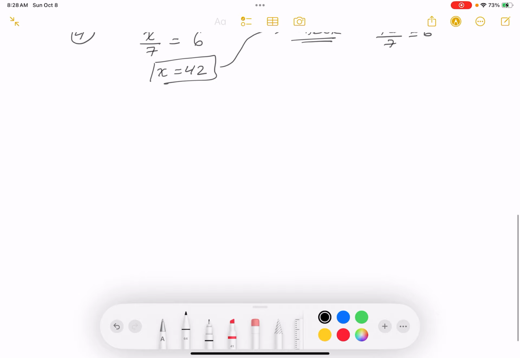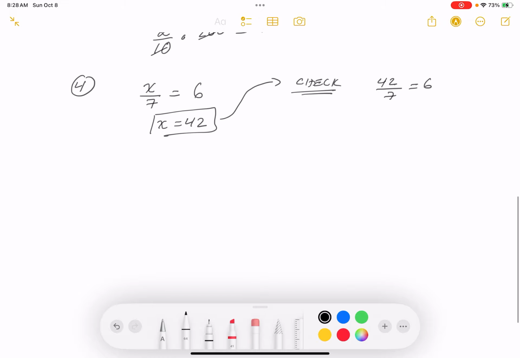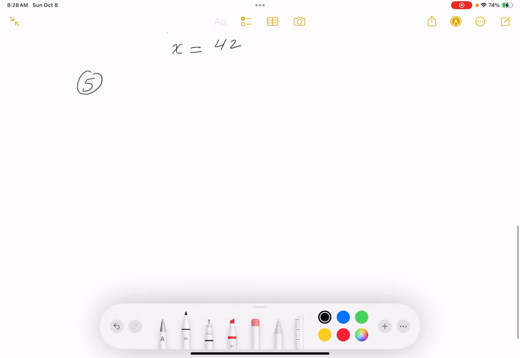But let's go through the procedure, and you get x over 7 equals 6. And again, the x is on one side, but what I need to do is get rid of that divisor, which is 7. And the way to do that is you multiply both sides by 7. I'll write that down for you. Now, if you do this over here, I'm going to write 7 over 1. The 7's cancel, and you're left off with x, and 6 times 7 is 42, as expected, by the way. Let's go to problem number 5.